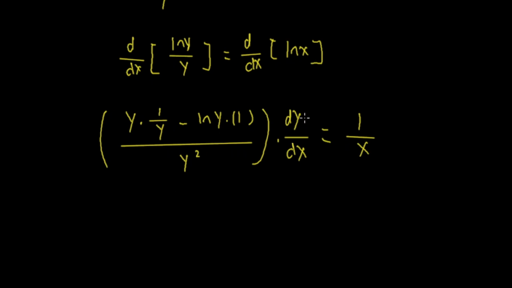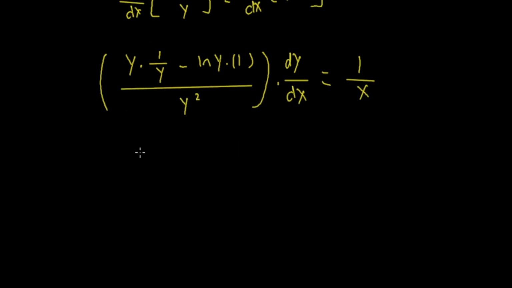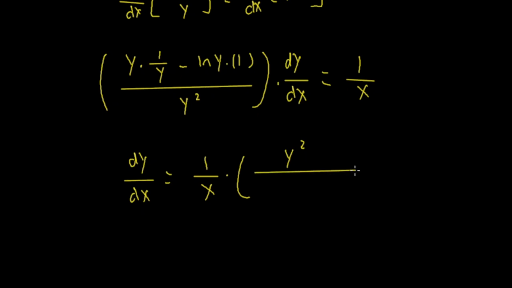Okay, now, to isolate dy over dx, we have to divide both sides by this. So dy over dx is equal to 1 over x divided by this. Dividing by a fraction is the same as multiplying by the inverse of the fraction. So that's the same as multiplying by y squared over, here, this and this cancel out. This is just 1 minus ln of y.